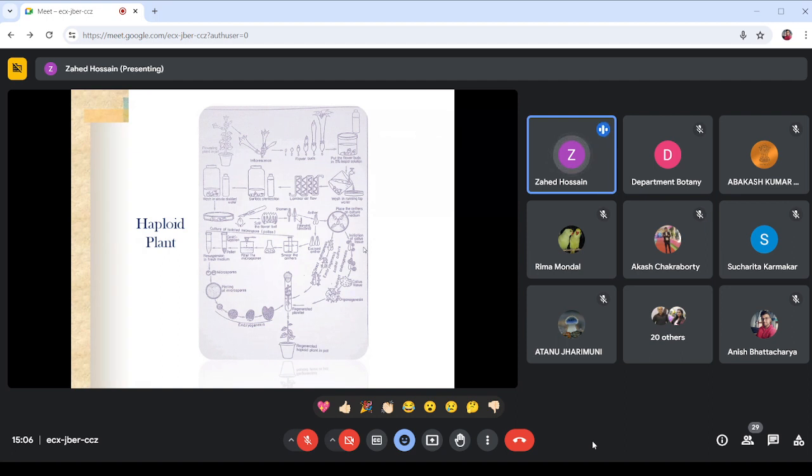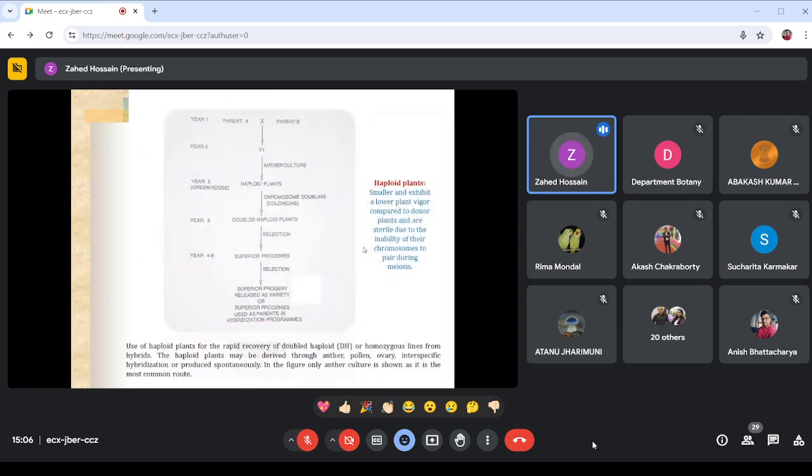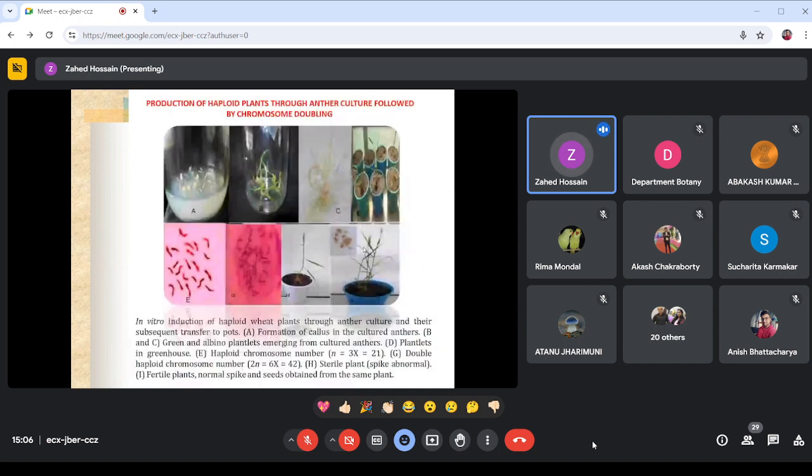And once you know that haploid plants are basically weaker, usually smaller, and they are sterile, it is always desirable to double the chromosome number by using colchicine. So once you double the chromosome number of a haploid cell that is raised through the plant tissue culture technique, you will get a double haploid. So the double haploid is now stable.